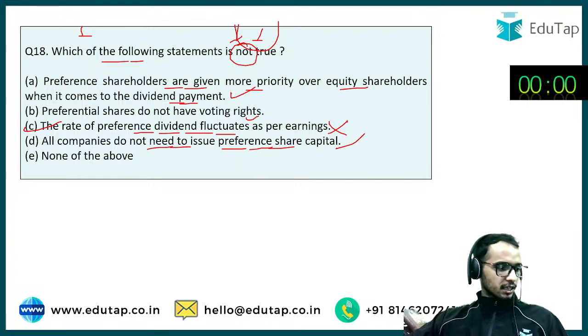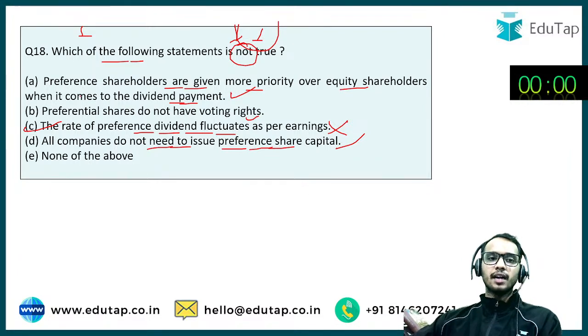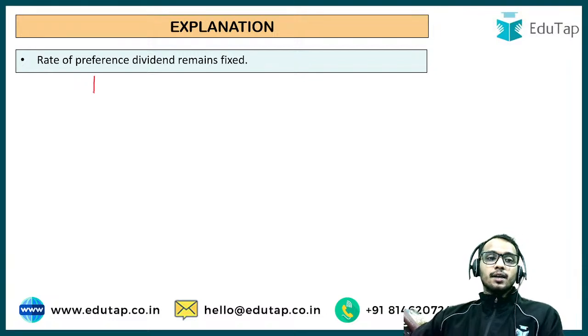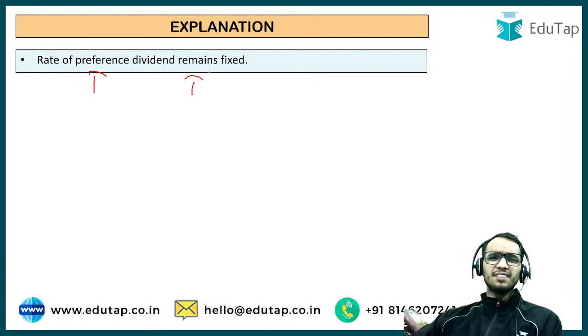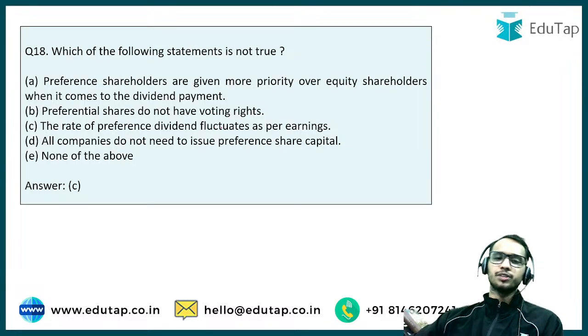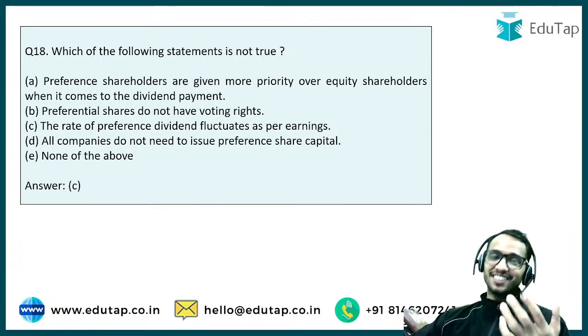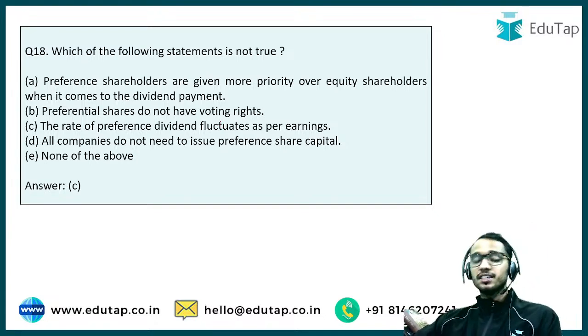Let me check the chat section, and yes, everyone is correct again. Okay, that's cool. Right, rate of preference dividend remain fixed. Right, we know this thing in the case of preference shareholders. Therefore, this would be the incorrect answer. So option number C is the correct answer, and every one of you is correct, and I'm really glad to see this. Okay, so you have to practice more and more MCQs. That's why we are taking this MCQ series, right?